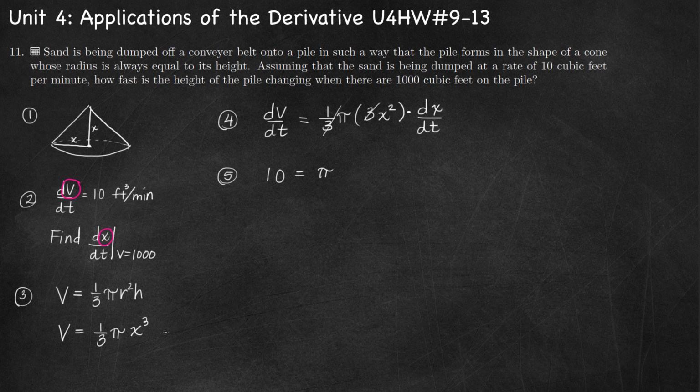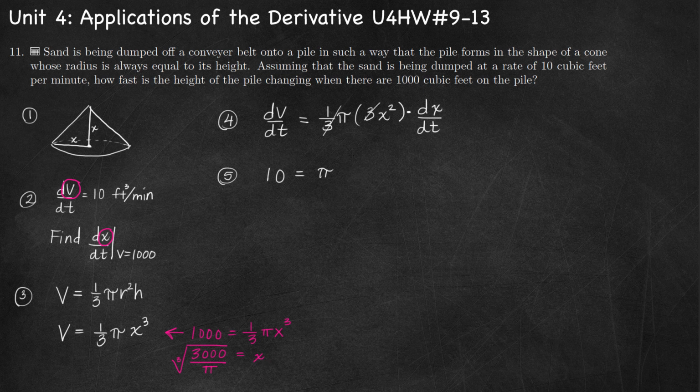Well, let's go back to our volume equation down here. When the volume is 1,000, we can solve for x. 1,000 equals 1/3 pi x cubed. Multiply both sides by 3. We get 3,000 equals pi x cubed. Divide both sides by pi. We get 3,000 over pi equals x cubed. And then take the cube root of both sides. We get the cube root of 3,000 over pi equal to x.